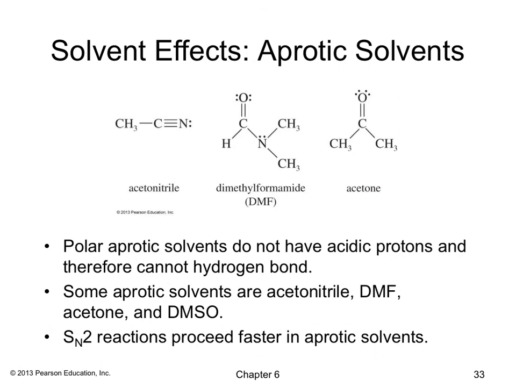Solvent effects. In terms of solvent effects, aprotic solvents, here are some examples of aprotic solvents. These are still polar: acetonitrile, dimethylformamide, and acetone. Polar aprotic solvents do not have acidic protons and therefore cannot hydrogen bond. Some aprotic solvents are acetonitrile, as we showed here, DMF, acetone, and then DMSO. SN2 reactions proceed faster in aprotic solvents because there's no hydrogen bonding.